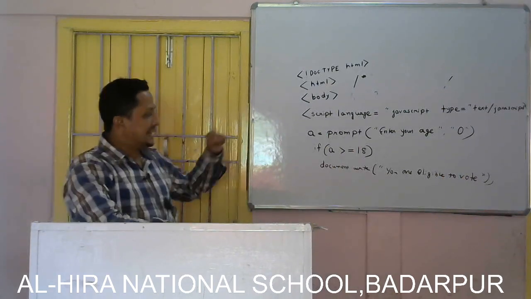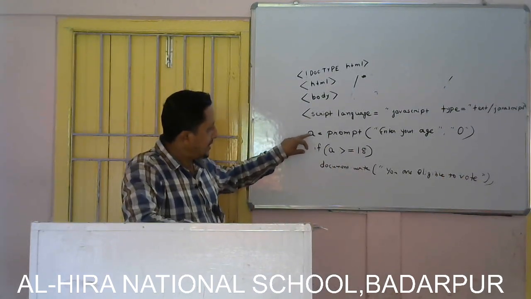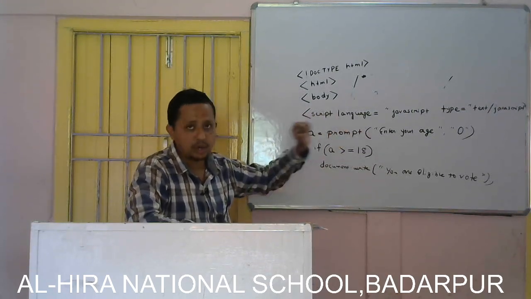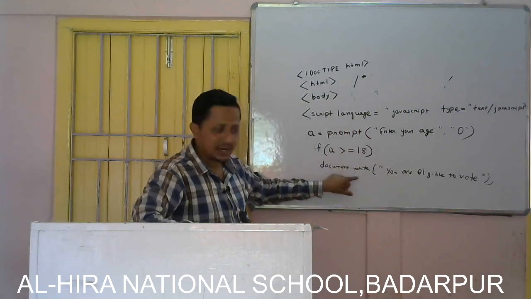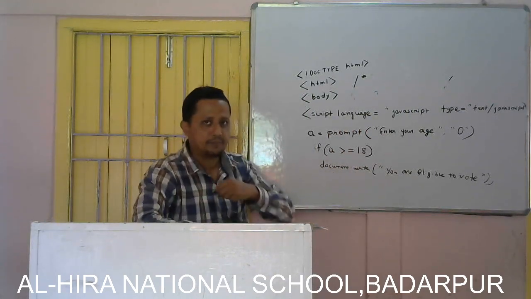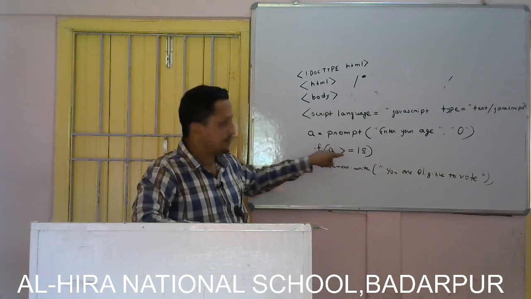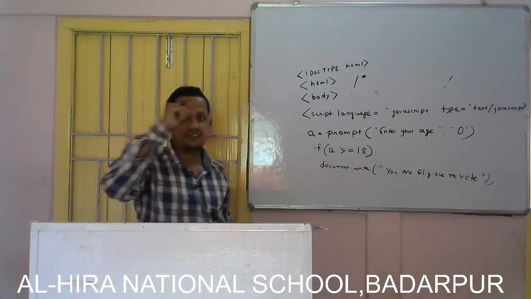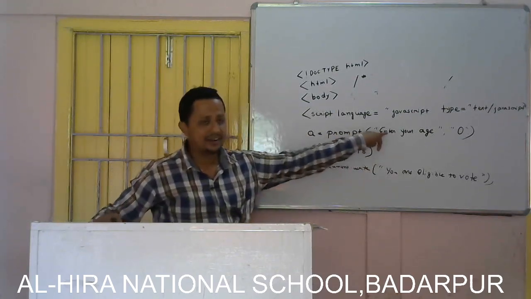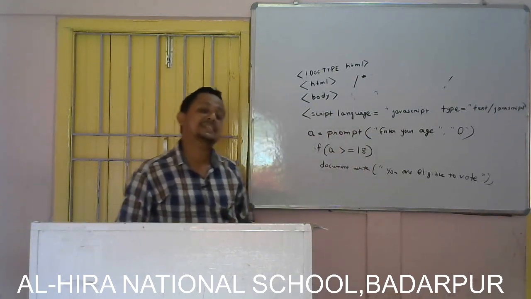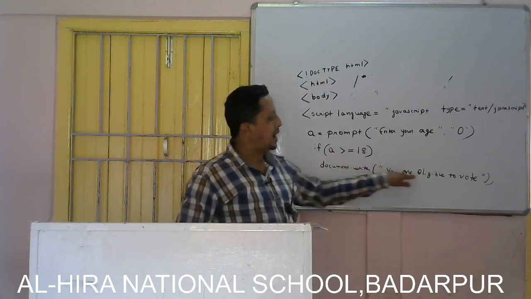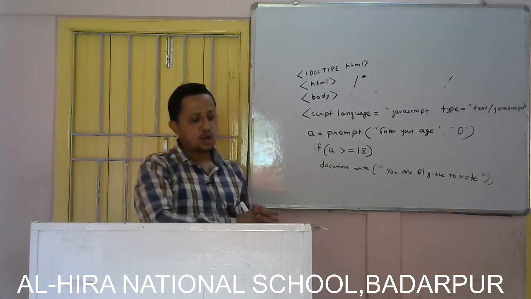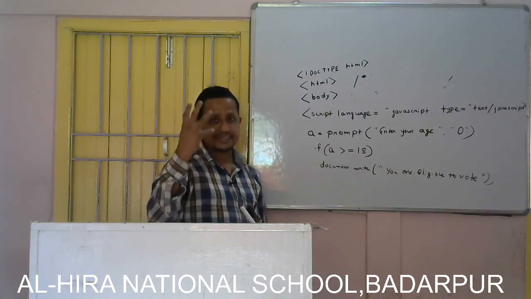See here, what is if? Here, enter your age, you are giving a value. Say if your value is above 18, this will come. If it is below 18, no result will come. This is the condition. If A is greater than 18, where am I taking the value of A from? From enter your age, this A. If the value of A is greater than 18, it will show, you are eligible to vote. So if is a conditional statement which checks the condition.